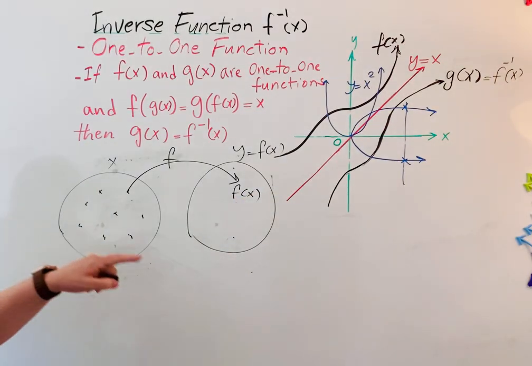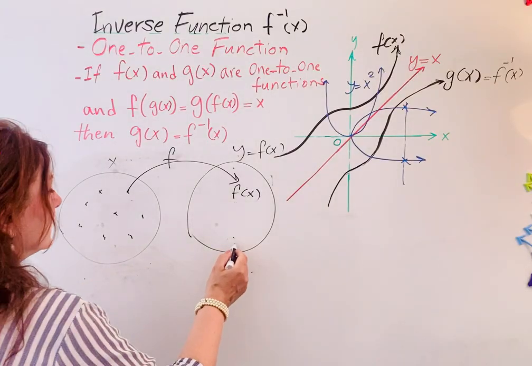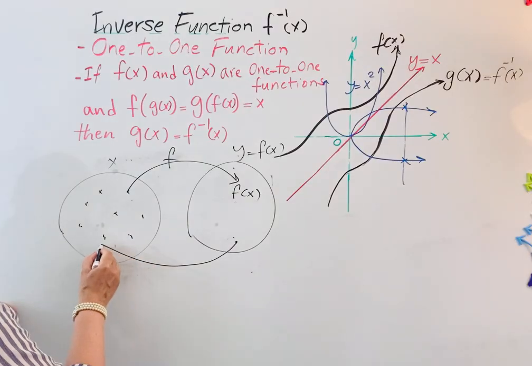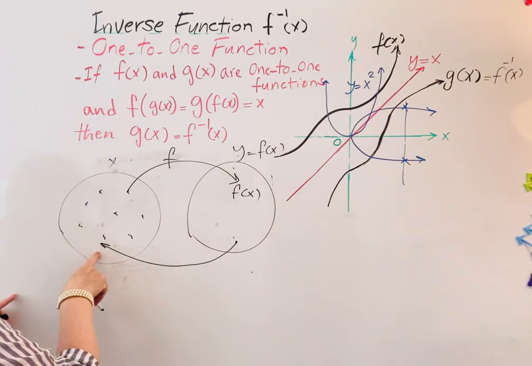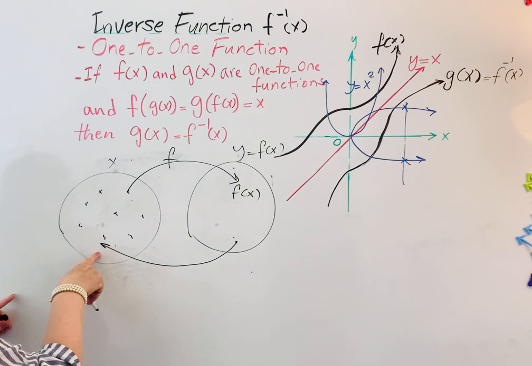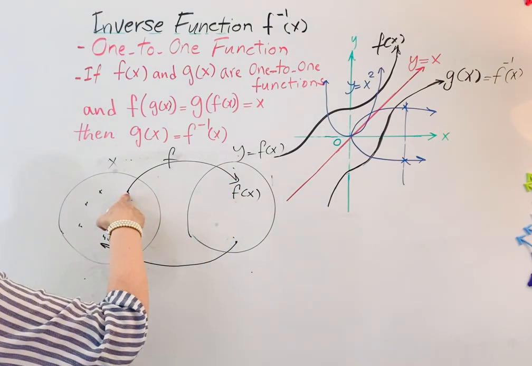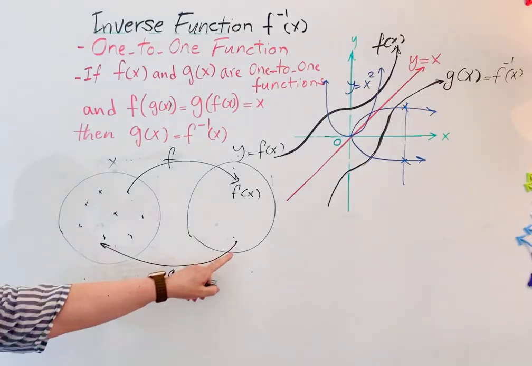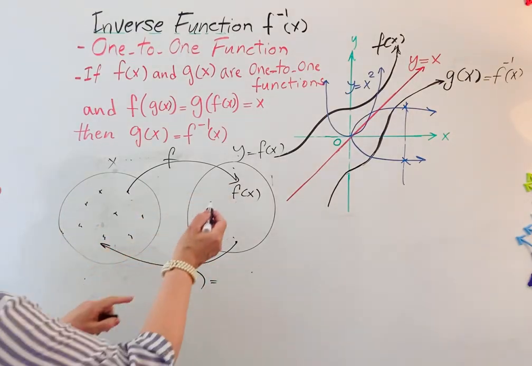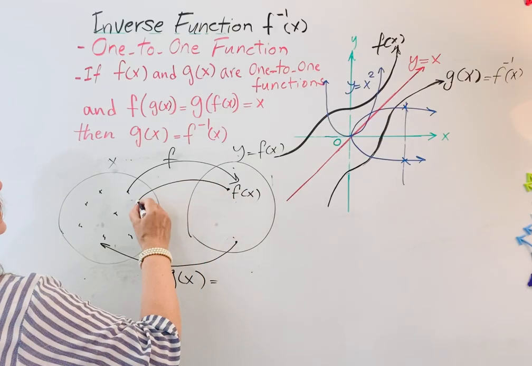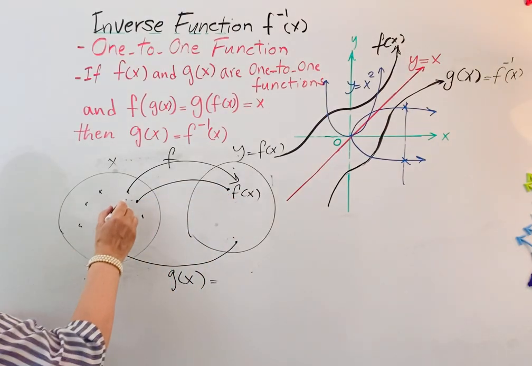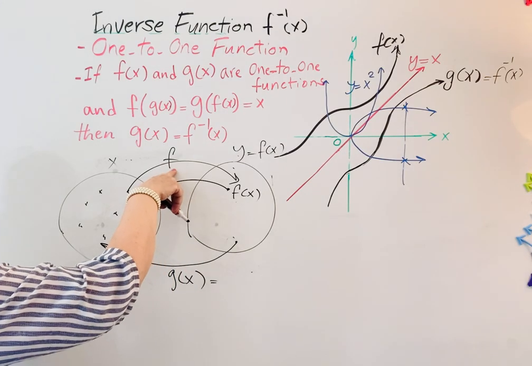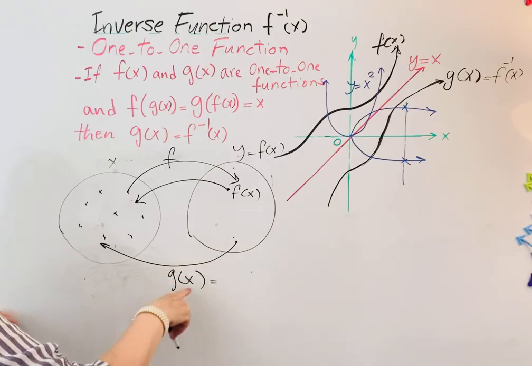If there is another function that brings any element from the range back to the domain, exactly from this one to this one, if it goes exactly back, from here back to here, we can say that this g of x function is inverse to this function, and this function is inverse to this function.